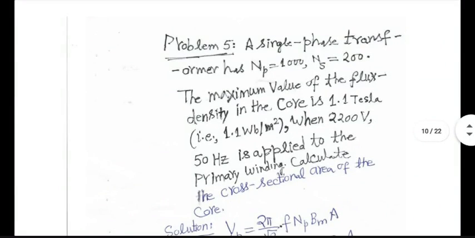Now, a single phase transformer has NP equal to 1000, NS equal to 200. The maximum value of the flux density in the core is 1.1 Tesla, which means 1.1 Weber per meter square, when 2200 volt, 50 hertz is applied to the primary winding. Calculate the cross-sectional area of the core.